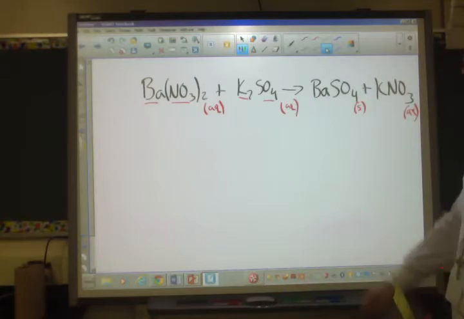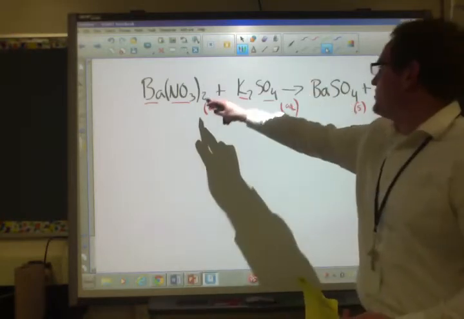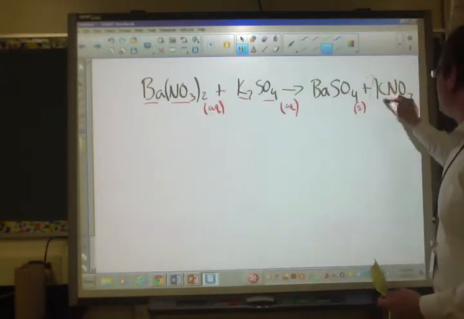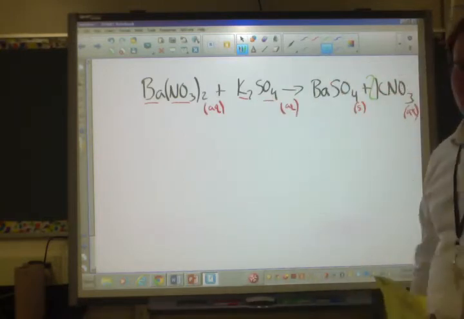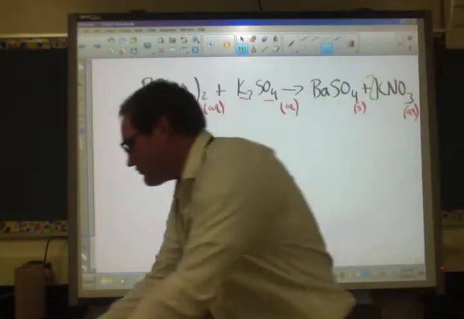So 1 barium, 2 nitrates. I need 2 nitrates, but that gives me 2 potassiums, which I'm good with. So this is correct, so that's number 1.